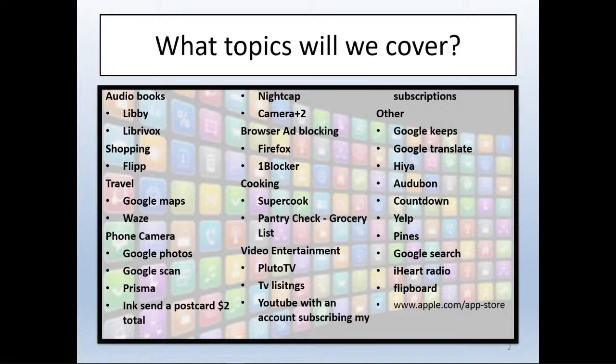Video entertainment. We talked about Pluto TV. And then we talked about different TV listings. Okay. We also recommended YouTube, of course, with an account so you can add subscriptions. And then we talked about Google Keep, Google Translate, Hiya, which is the call blocking service. And we did a little demonstration of the Audubon birding app.